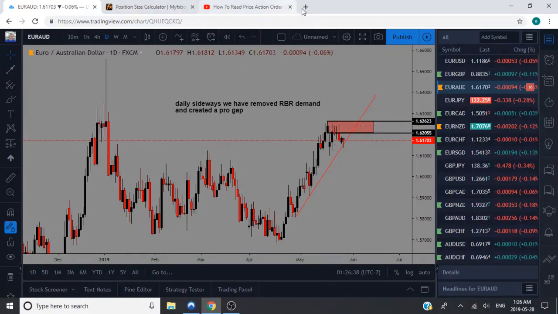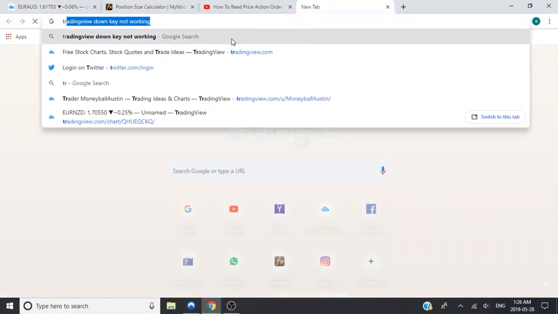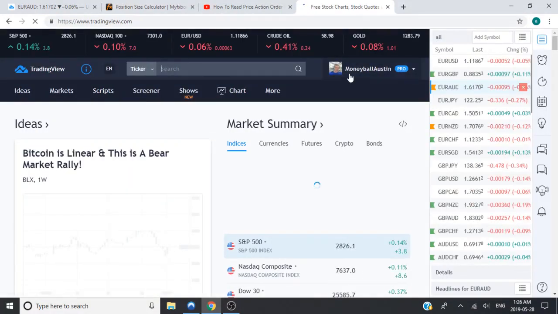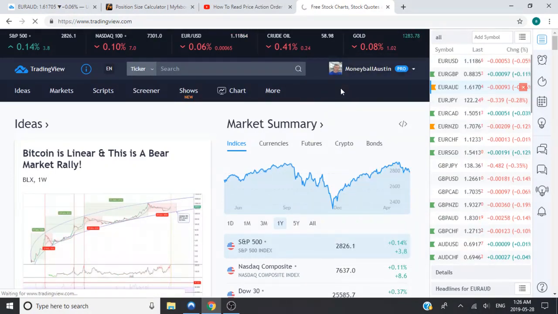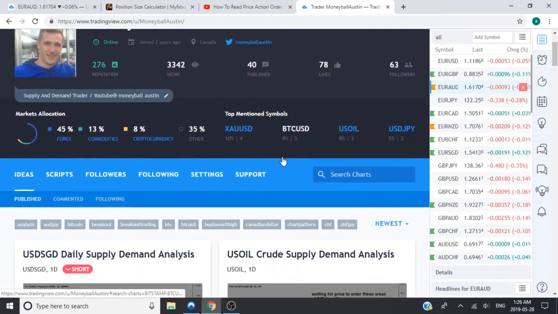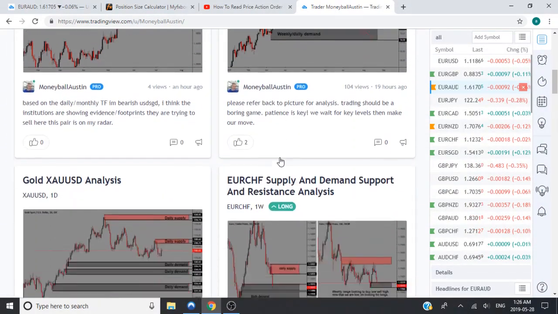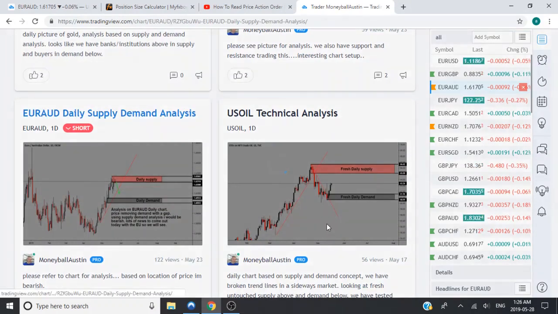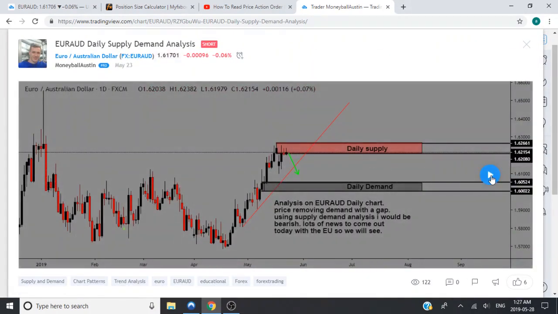And let's check it out. TradingView. We're gonna go see this. Euro Aussie, right here. So I did make one. This is me, actually. I did not know, and I've just seen this chart so many times, and I believed I posted it on Twitter. So I said, analysis on Euro Aussie, daily chart, price removing demand with a gap. Using supply and demand analysis, I would be bearish. Lots of news to come out today with the EU, so we'll see.